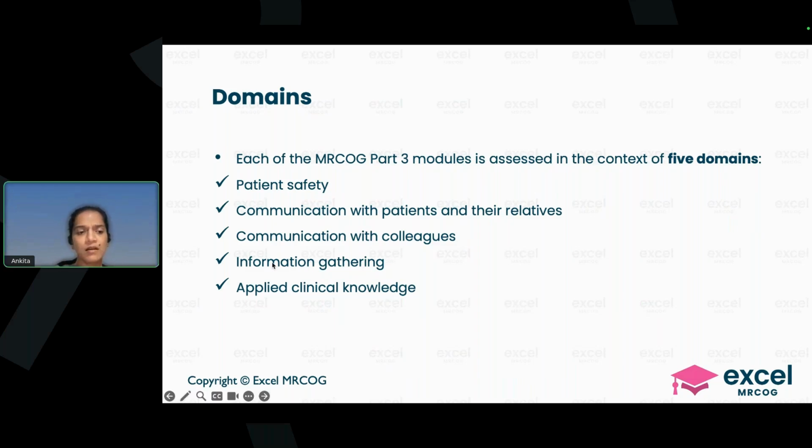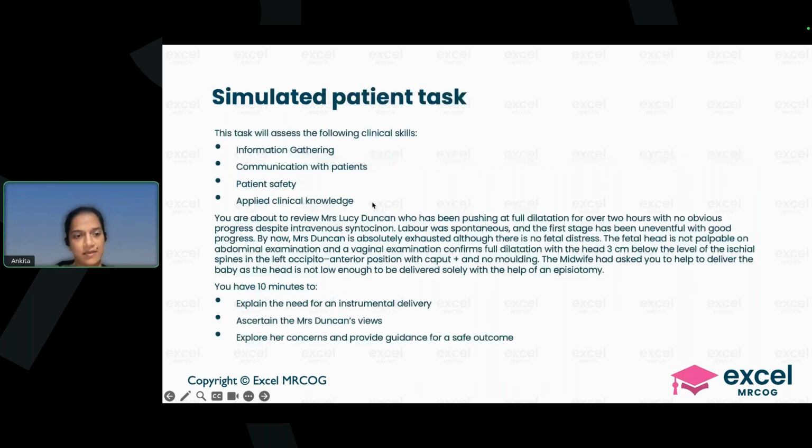So whenever there is a task like this, for example, this is a simulated patient task. It is written on top, simulated patient task. It may not be written on top the way it is written here. It may be just written in a simple line that this is a simulated patient task. And it will be written, the task assesses the following four domains: information gathering, communication with patients, patient safety, and applied clinical knowledge. These are the four domains in this particular task that you are supposed to be marked on.